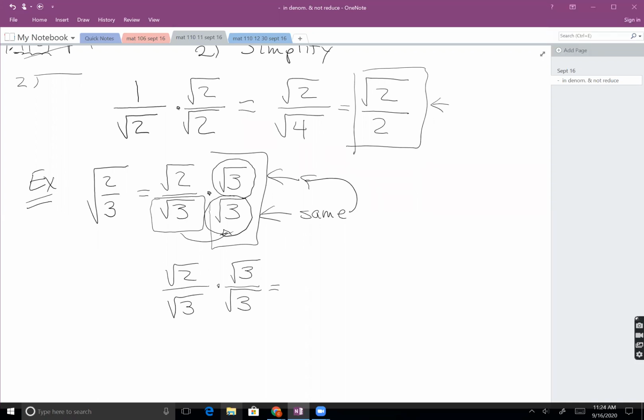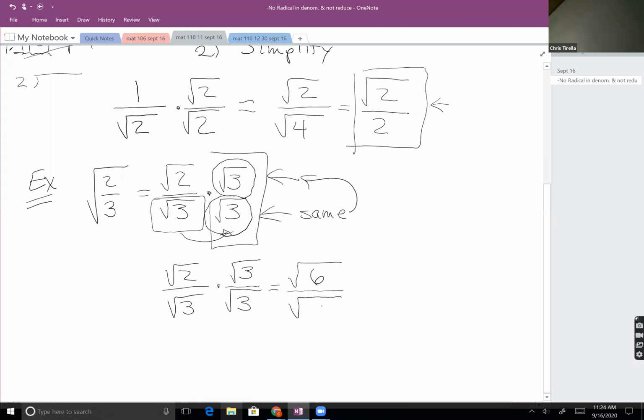Yes. Okay, so now let's multiply across. The square root of 2 times the square root of 3 is the square root of 6. In the denominator, the square root of 3 times the square root of 3 is the square root of 9. Oh, wait a minute. Then wouldn't you divide that by 3 and get 2 over 3 again? No, because that undoes what we just did. Instead, I want to look at this and say, what's the square root of 9? Regular 9. Well, what's the square root of 9? 3. Plain old 3. And so now this is my final answer.